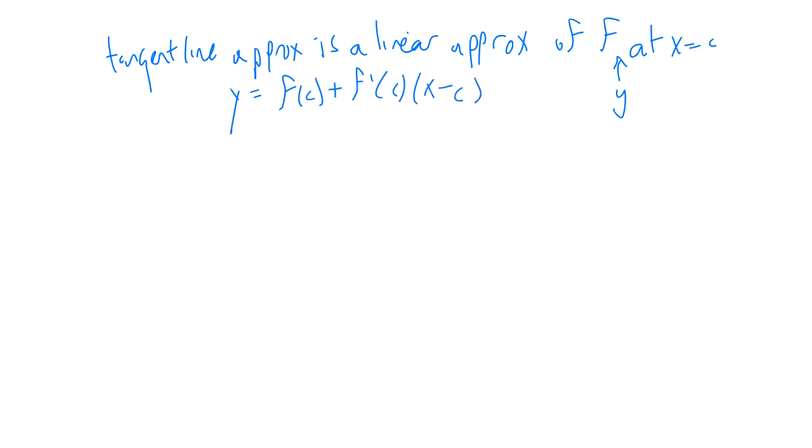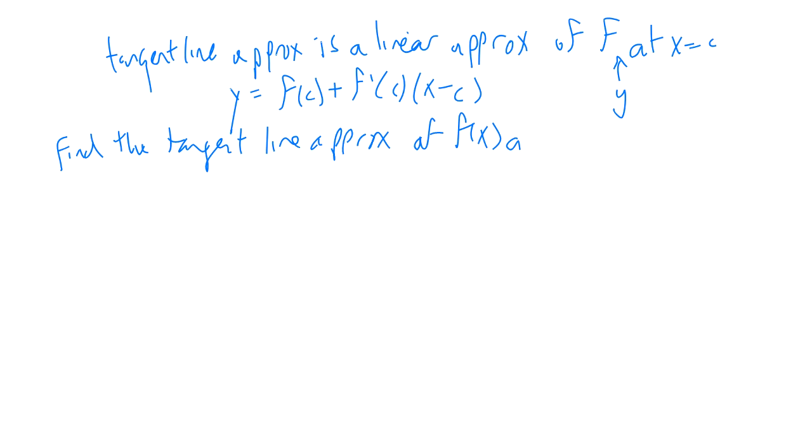So here's the problem. Find the tangent line approximation of f of x equals 6 over x squared at this point. And remember, when we work with derivatives, because we're working with slope, from the very first day of class I've been telling you we have to talk about where. And we're talking about where, at this point. This is our function.